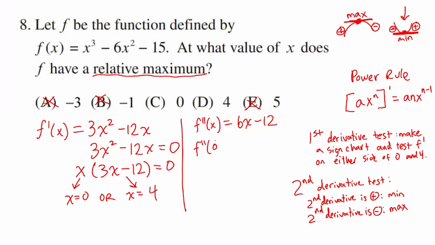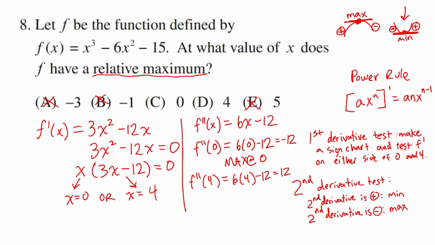f double prime, let's start with 0, is 6 times 0 minus 12. 6 times 0 is 0, minus 12 will be negative, so yeah, it'll be negative 12. That means, since it's negative, we have a maximum at 0. Okay, but let's test out 4 just to be sure. f double prime at 4 would be 6 times 4 minus 12. That's going to be 24 minus 12, which is a positive 12. So therefore, since it's positive, we have a minimum happening at 4. Since the only maximum that's occurring here is at x equals 0, our answer is C.